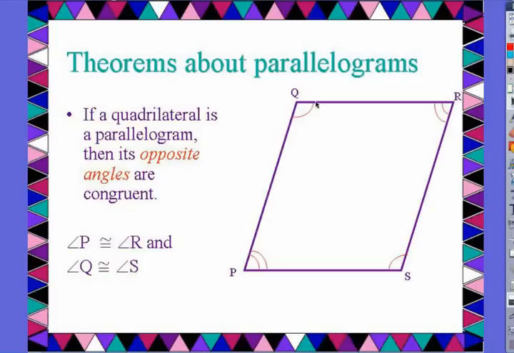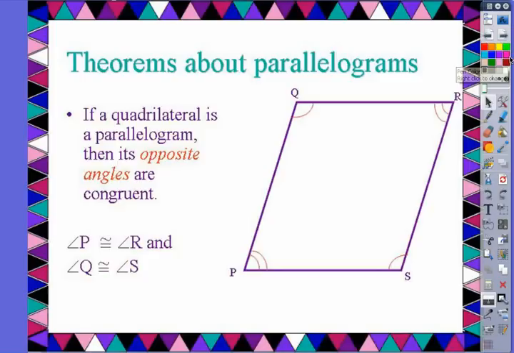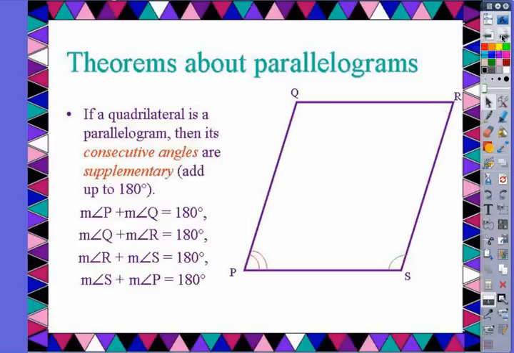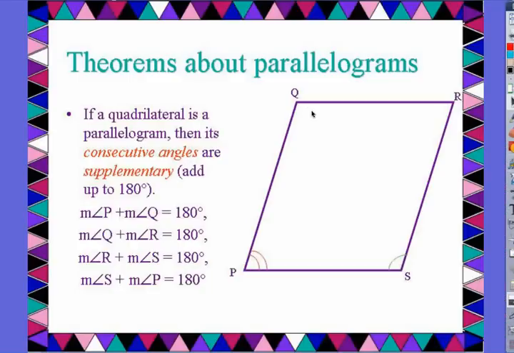Okay? And we know what else, if you can remember. We got those 2. What other ones do we know? Consecutive angles. Any consecutive angles in a parallelogram are supplementary. There's another one. For example, angle P and S would be supplementary. Their measures would add to 180. But so would P and Q, so would Q and R, so would R and S. Any combination of 2 consecutive angles, their measures have to add to 180.